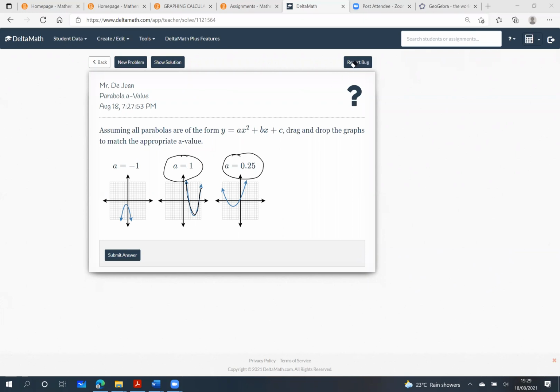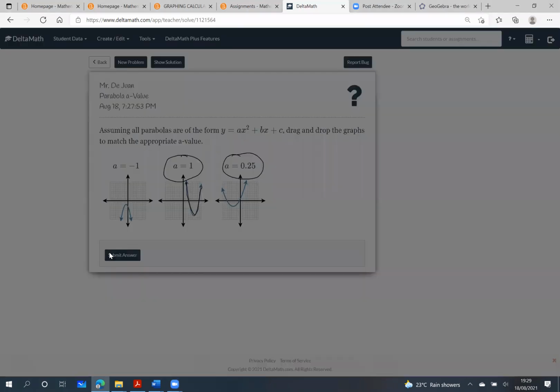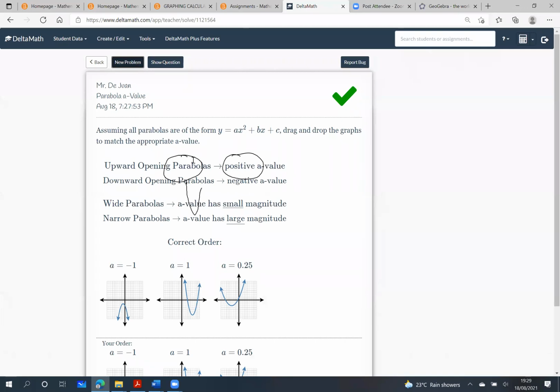All right. So let's check it out. I'm pretty sure this is going to be good. This is a nice multiple choice one. We're going to take a look at this. And here's the information they're going to give you. When A is positive, happy face. A is negative, sad face. A has a big number, narrow magnitude. Sorry, a small magnitude for a small number, narrow for a big number.